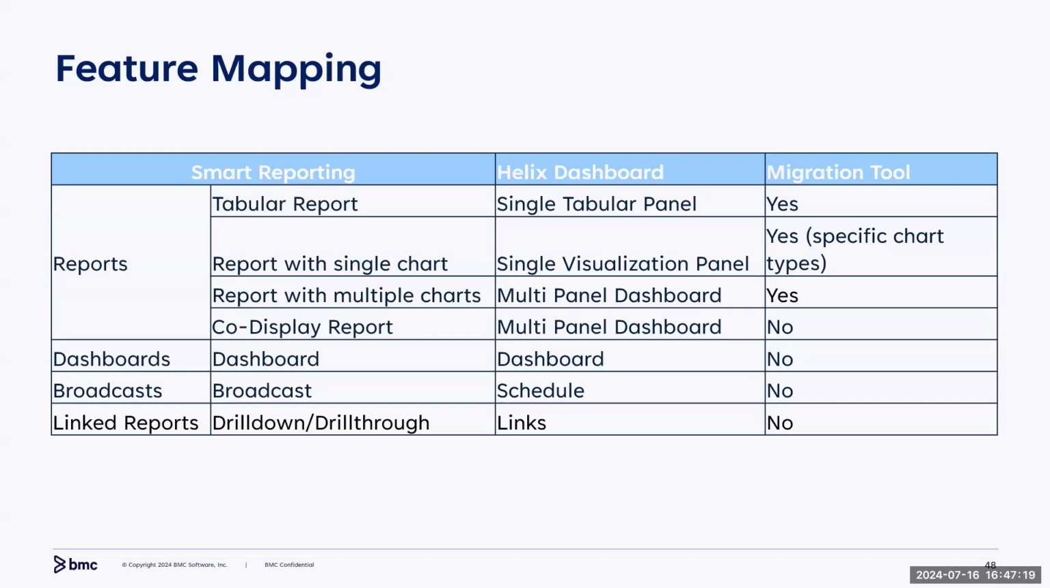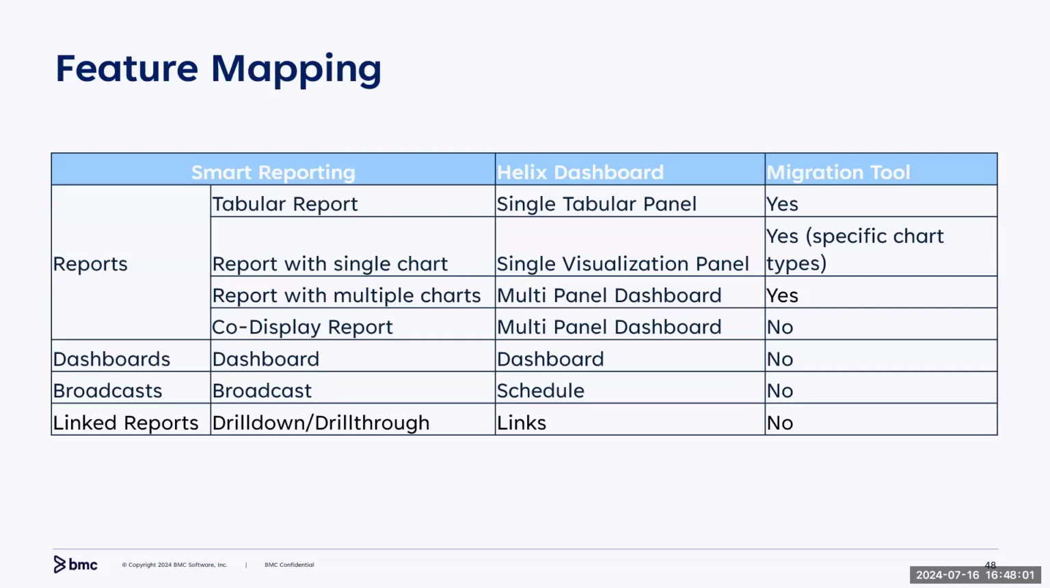Number one, the fundamental difference in the two platforms is you have all these different object types in the Smart Reporting world. You have different types of reports: core display reports, single visualization, multiple visualization reports. You have dashboards. But if you look at Helix dashboard, everything is a dashboard. It can have one or more panels in it. So your core display report will also map to a multi-panel dashboard, and so will a dashboard which essentially has different reports linked within it.